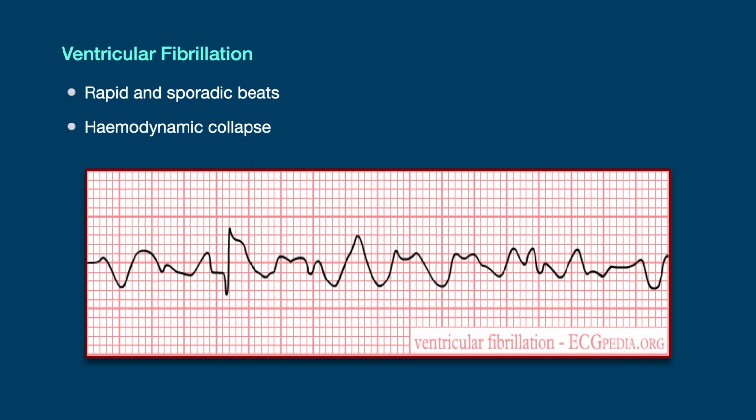Next, we have ventricular fibrillation, which is the most severe ventricular tachyarrhythmia. In this arrhythmia, the ventricle rapidly and sporadically beats. The ventricular heartbeat is uncoordinated, resulting in immediate hemodynamic collapse. Death is likely within minutes unless advanced cardiac life support measures are started immediately.